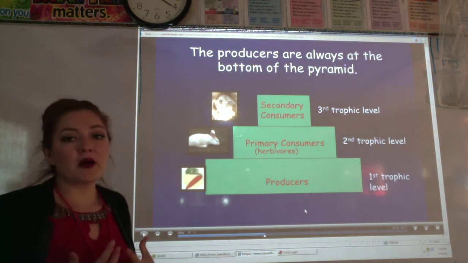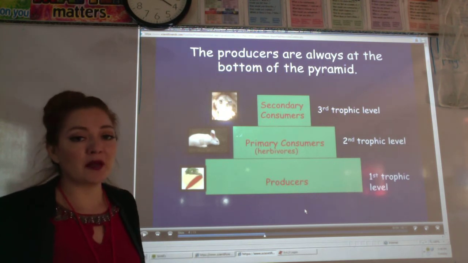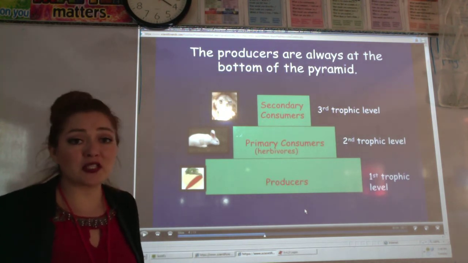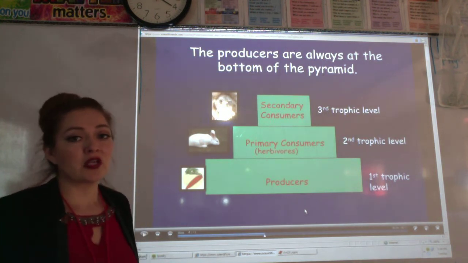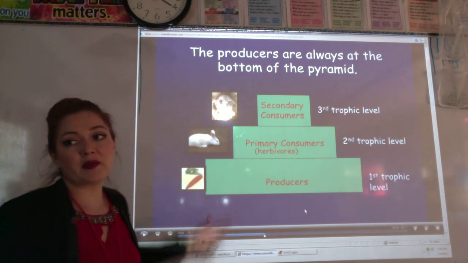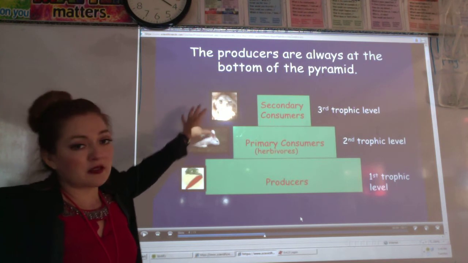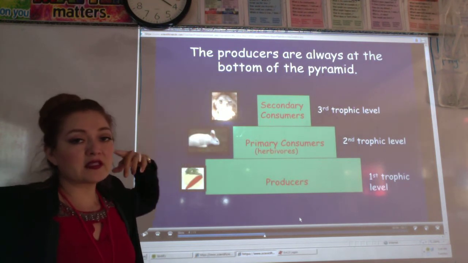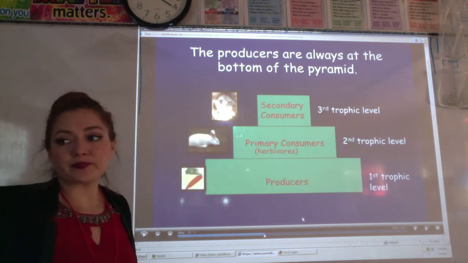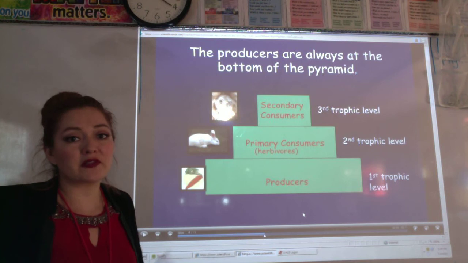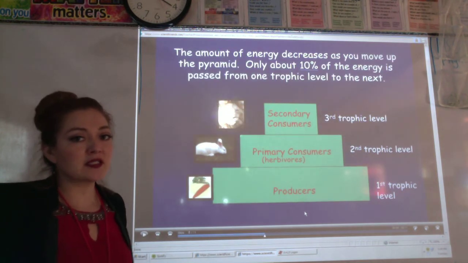And if you think about it, in nature, there's more producers, more plants, more leaves of grass, more algae in the whole world compared to us or other consumers. So they have the biggest piece of the pyramid, and that's why they're at the bottom. Primary and secondary consumers are less numbers of them, and you'll see why, because the energy that's passed from one level to the next is less at each level because it gets used by whatever is eating the previous organism. So the amount of energy decreases as you move up the pyramid.